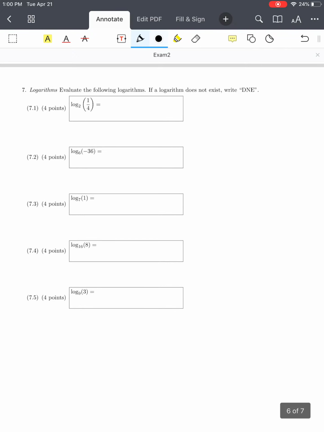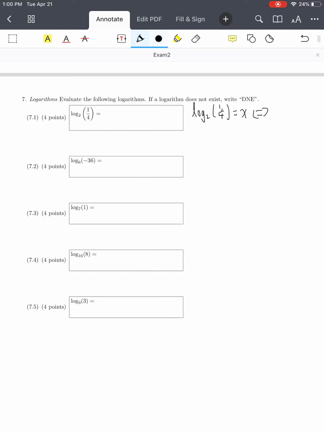Okay, problem 7, we're solving logarithms. So log base 2 of 1/4. There are 2 main ways for this one. We could set this equal to x and then convert it to exponential form. So log base 2 of 1/4 equals x is the same thing as saying 2 to the x equals 1/4. And then, 2 to what power equals 1/4? Well, 2 to the negative 2 equals 1/4.